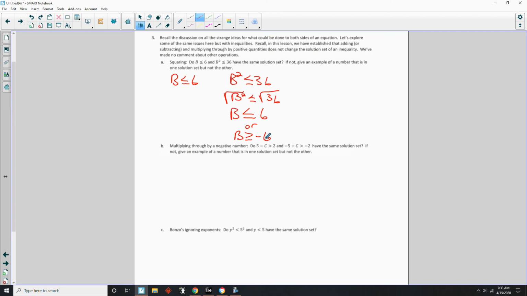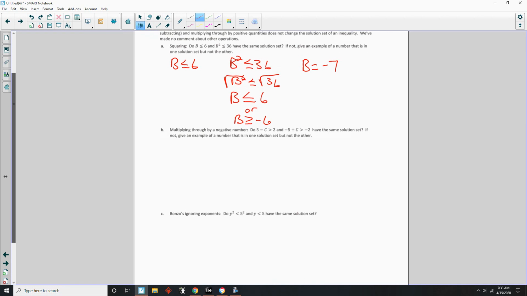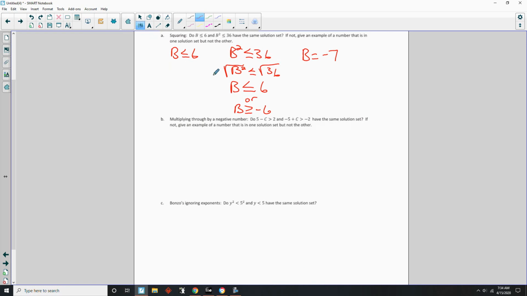But when I get to negative 6, negative 6 squared is positive 36, they're equal. But if I go less than negative 6, like negative 7, negative 7 squared is positive 49, and it is not less than 36. Okay? So an example of a number that is in one solution set but not the other is if b was equal to negative 7. 49 is not less than 36, but negative 7 is less than 6. Okay? So squaring does not make an inequality still true.